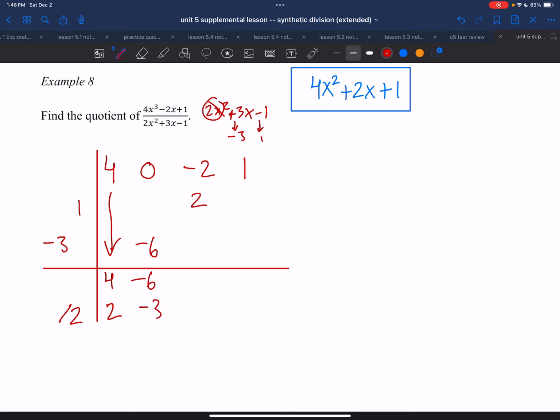Negative 3 times negative 3 is positive 9. Negative 3 times 1 is negative 3. And notice if I did it one more time, I'd get over here. So because this is 2, I have my 2 remainders here. So I drop this as a bar to separate. And now I just add. Negative 2 plus 2 is 0, plus 9 is 9. 1 minus 3 is negative 2.